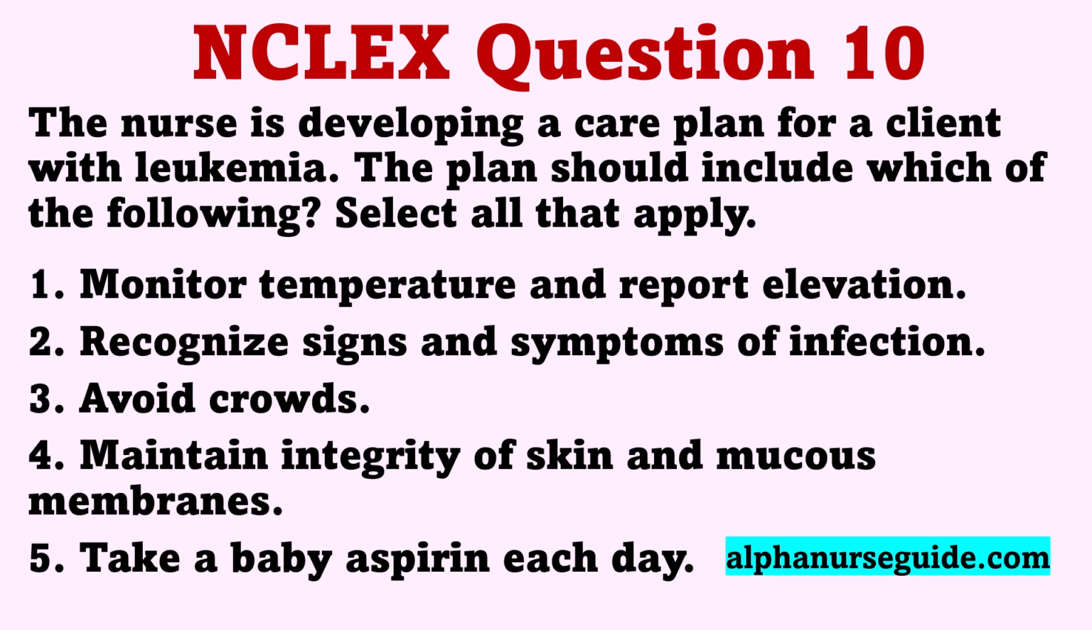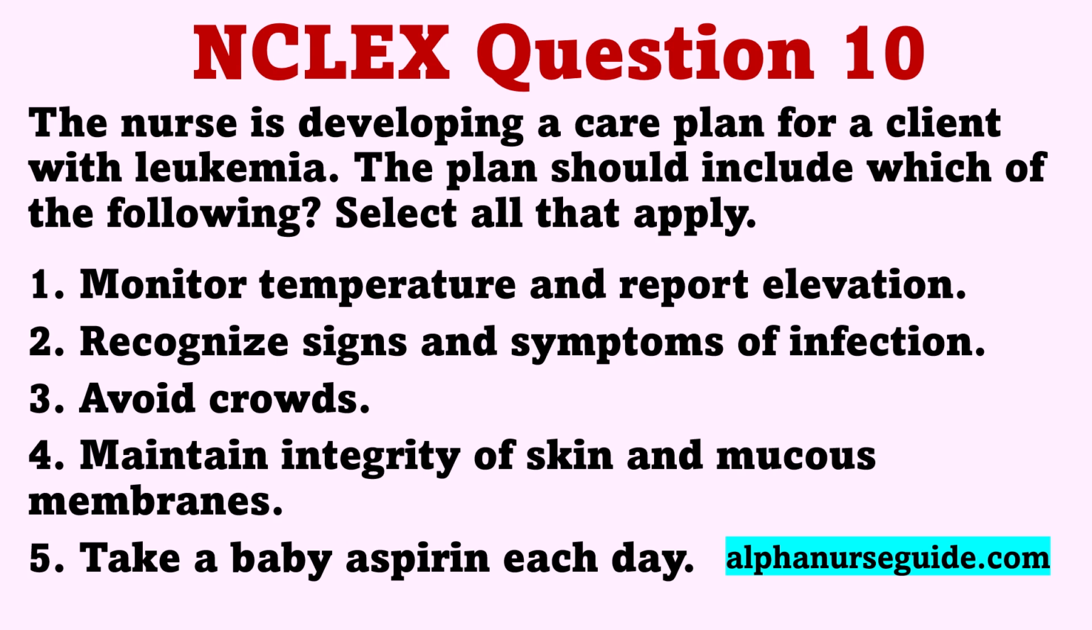The nurse is developing a care plan for a client with leukemia. The plan should include which of the following? Select all that apply. 1. Monitor temperature and report elevation. 2. Recognize signs and symptoms of infection. 3. Avoid crowds. 4. Maintain integrity of skin and mucous membranes. 5. Take a baby aspirin each day.